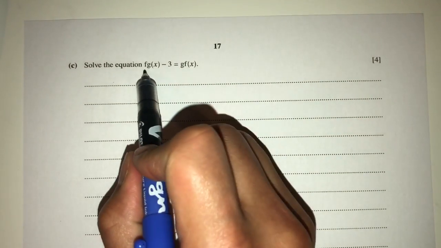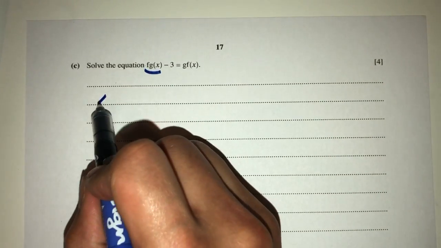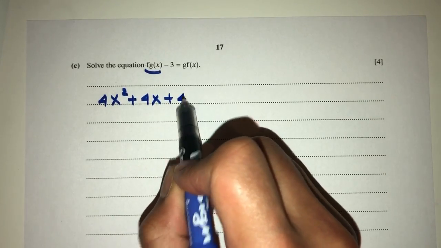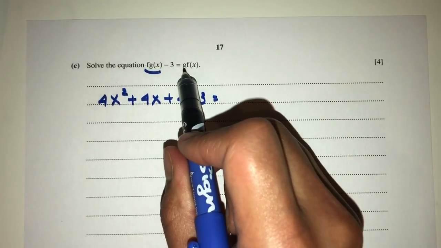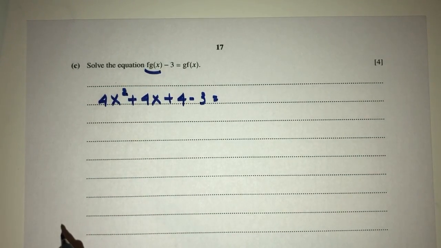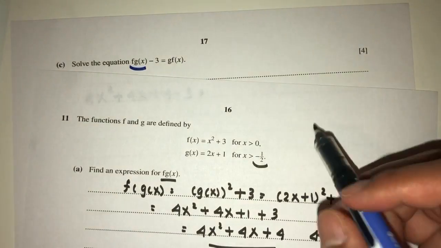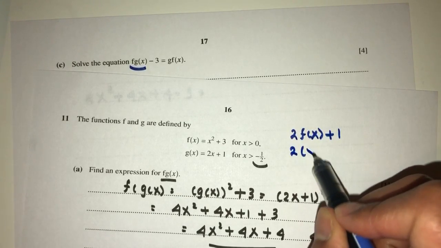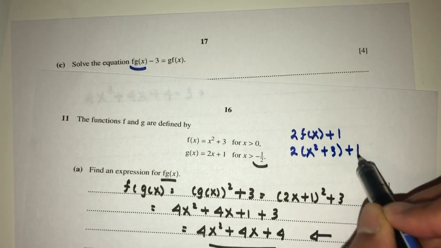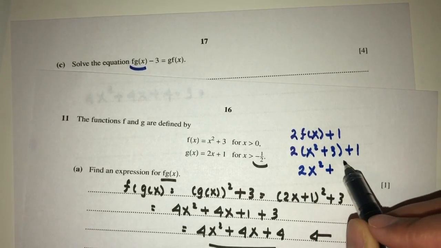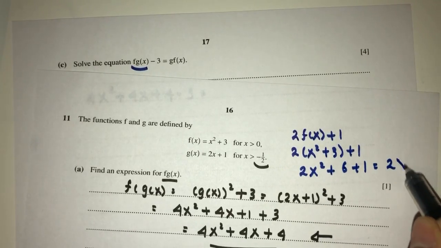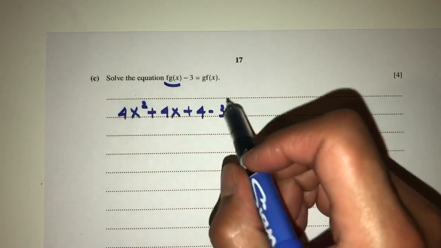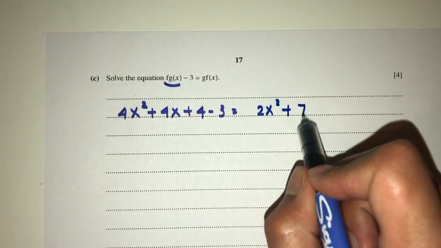So first, f of g of x was found already. That is given by 4x squared plus 4x plus 4 minus 3. This is equal to, what is g f of x? So let's see what is that. g is here, so that will become 2 f of x plus 1. 2 times f of x plus 1, that will be 2x squared plus 6 plus 1, that will be 2x squared plus 7.